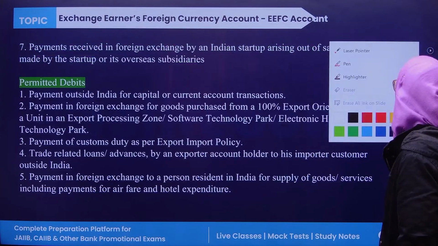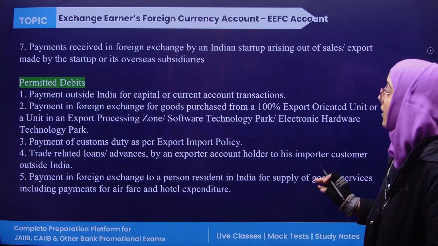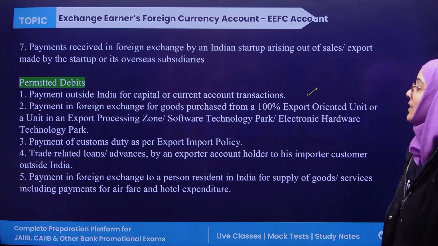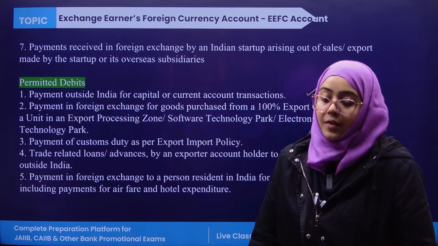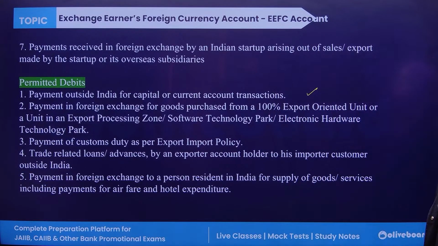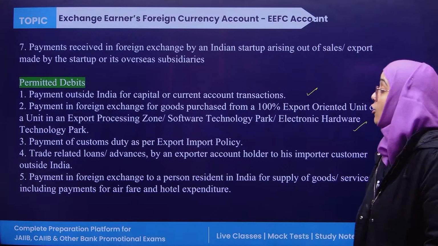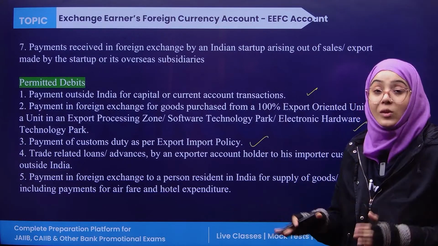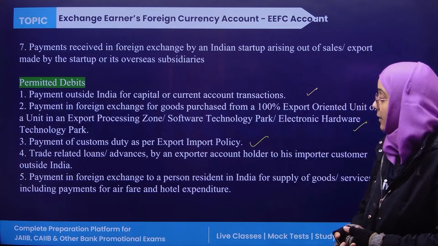Now, if we talk about the permitted debits, so these are some of the permitted debits. The first debit is payment outside India for capital and current account transactions. So in this case, you can pay outside India for capital or current account transactions. Payment in foreign exchange for the goods purchased for a 100% export oriented unit. Payment of custom duty, you can use this balance for paying any custom duty or taxes in India.